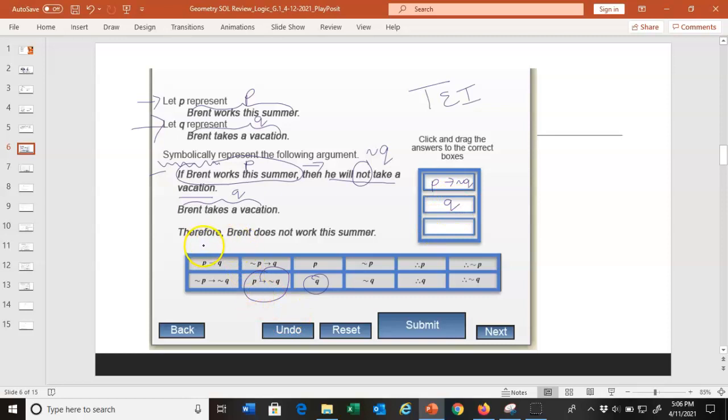Therefore, so something we haven't talked about yet, or did we? We did. We already did talk about it. Remember, therefore are the 3 dots. So we know this last statement is going to have 3 dots in it. So it's not these. You can use your strike through tool and get rid of everything that you don't need. So it's up to these last 4. Brent does not work this summer. Well, working this summer was P, right? But we want not, so it'll be not P. Therefore, not P. Here it is. Click and drag.